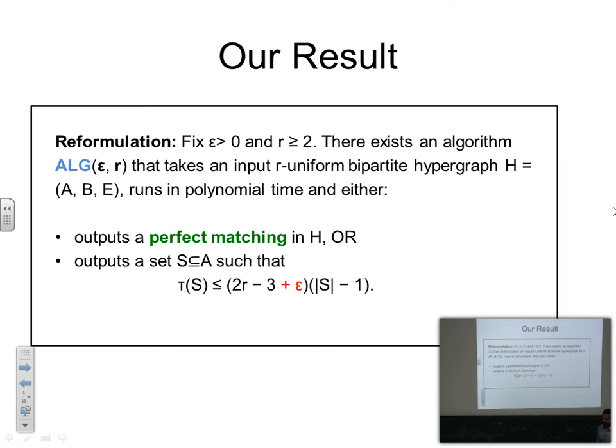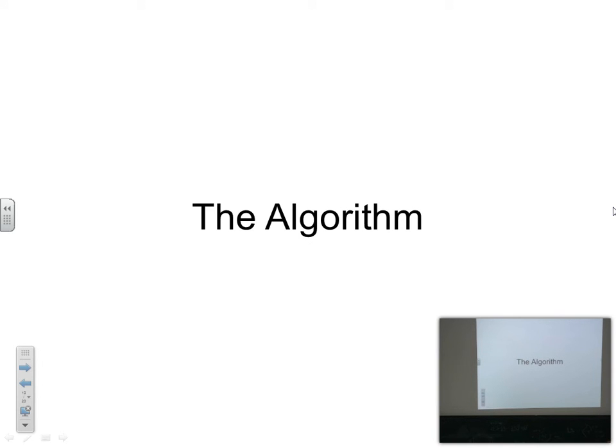Yes, not the best hitting set, but one hitting set. So the algorithm as it is written in the paper currently does not actually output such a set, but it's clear if you see the analysis that it can. Okay, so I'm just going to state the algorithm and give an outline of the analysis, and that will be the end of the talk.